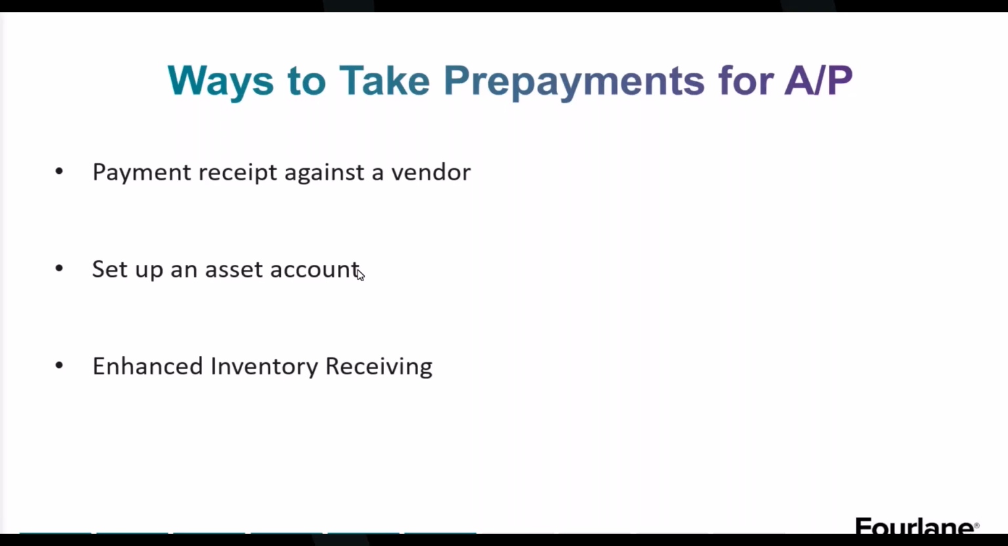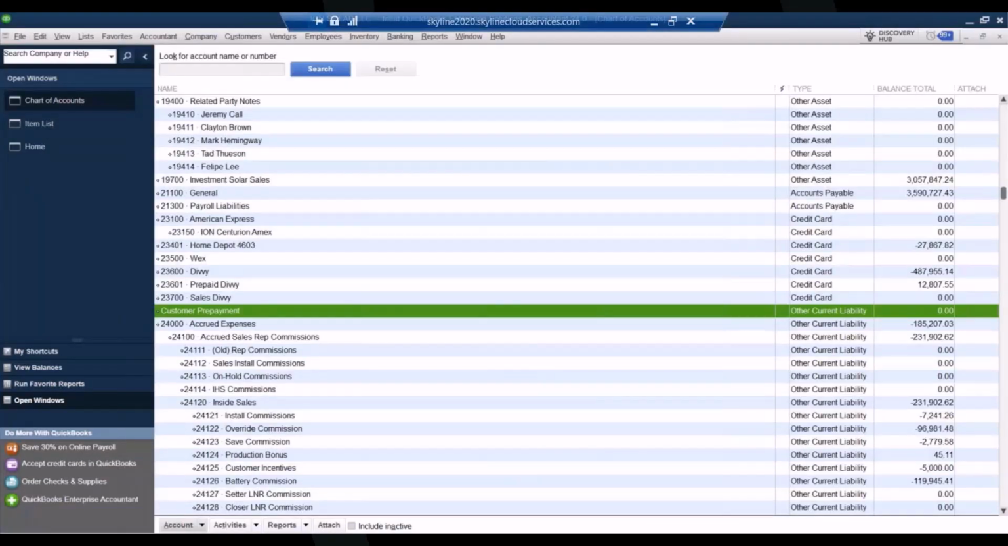Now, one of the additional ways on the vendor side that I had mentioned on the front end where we can look at being able to take what would be considered a prepayment is if we are using enhanced inventory receiving. This was a specialty inventory feature that we looked at a little bit earlier in our webinar series. And what this feature ultimately does is it creates a separation between inventory receiving and accounts payable management.